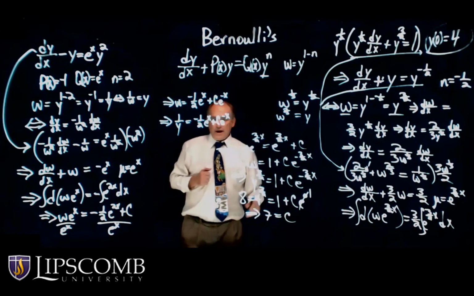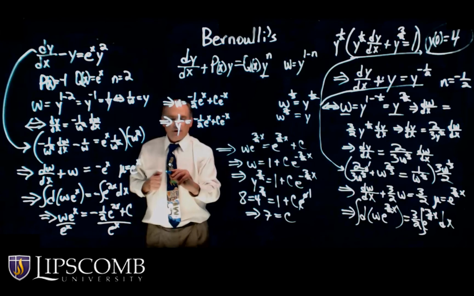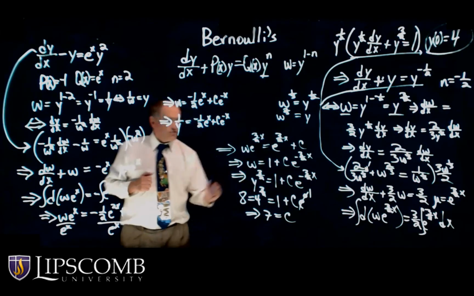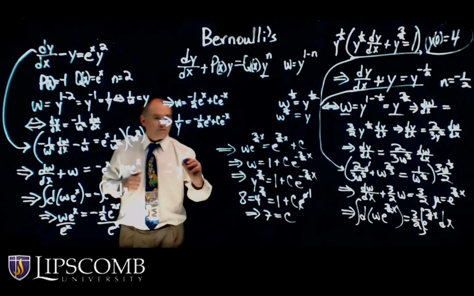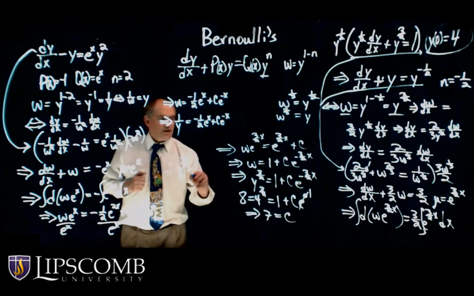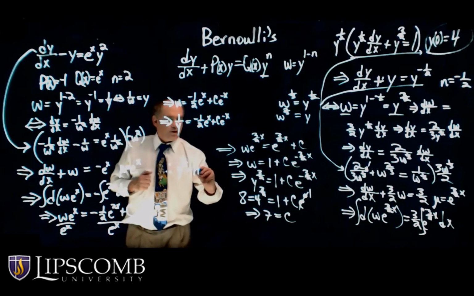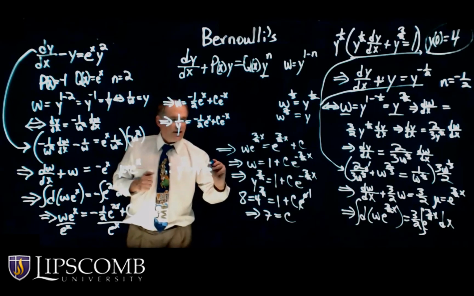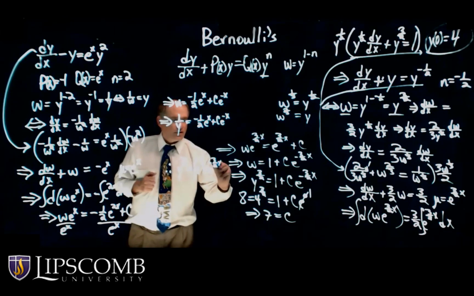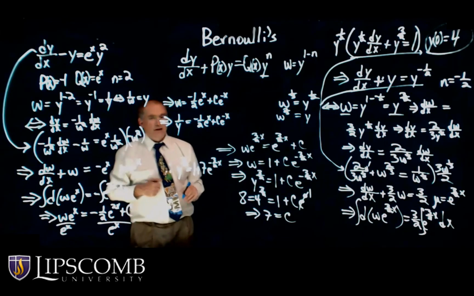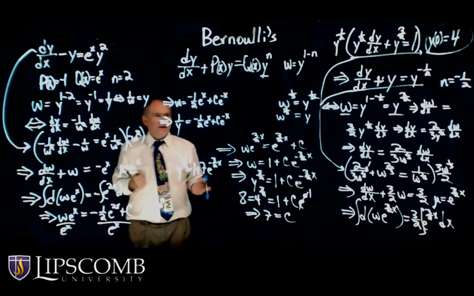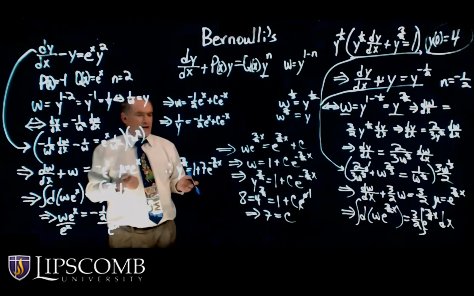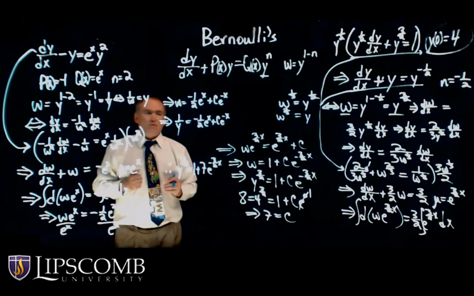So, what do I have? Therefore, and I'll come right here and write my solution, y to the 3/2 equals 1 plus 7 times e to the minus 3/2 x. And again, I can leave it in that form. I could change it, simplify it if I wanted to.